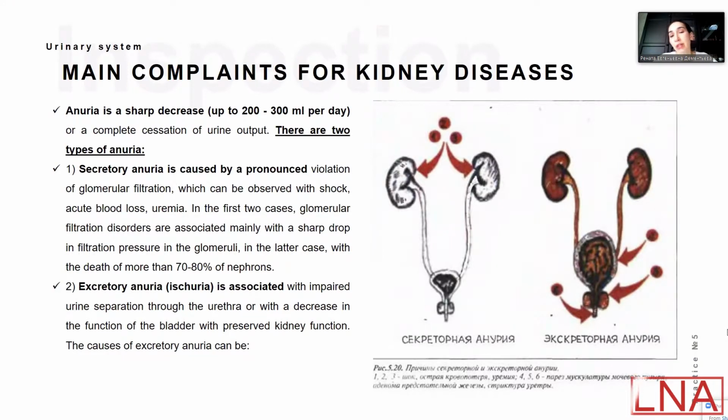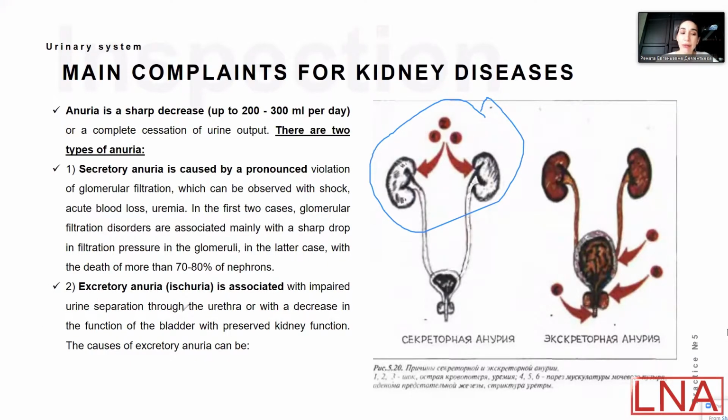And in case of decreasing BP, it's leading to decreasing the speed of filtration of urine and the pressure of filtration. And in the later case, with the death of more than 70 to 80 percent of nephrons, it's leading to shifting circulation cycles in the medulla and losing some of the cortical nephrons. It's secretory anuria. Then the problem will be exactly with the filtration of the urine in the glomerulus in the kidney.